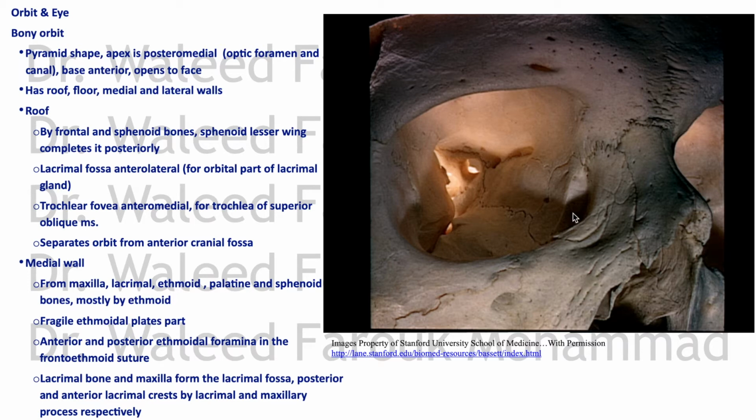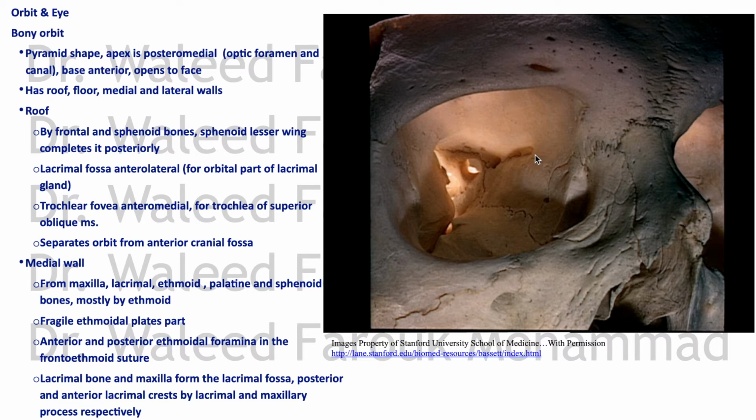Okay, what other features can you find in the medial wall? See this suture. This is called the frontoethmoid suture. In the suture you'll find the posterior ethmoid foramen, and somewhere anterior you'll find the anterior ethmoid foramen. These are for the anterior and posterior ethmoid vessels and nerves. We studied these when we studied the paranasal air sinuses, especially the ethmoid group, and we talked about the blood and nerve supply of the sinuses.